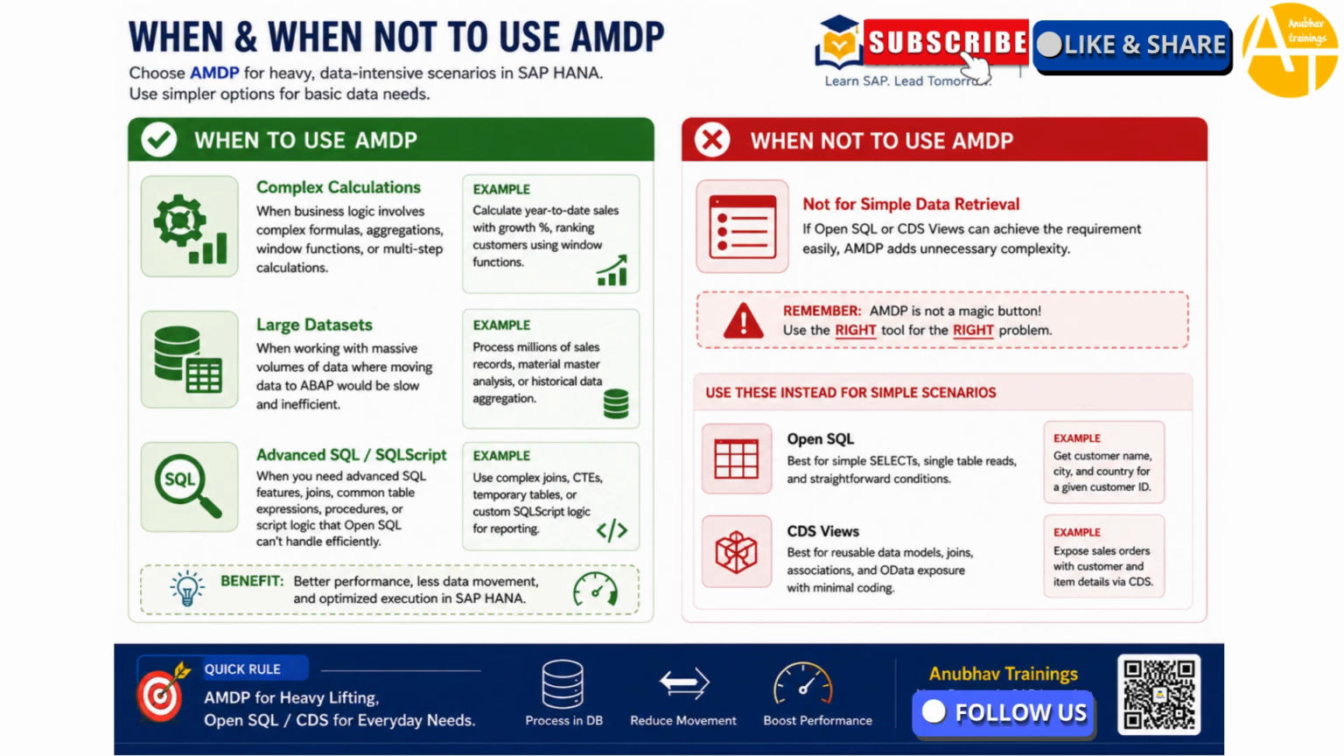Use AMDP when your SAP HANA requirement involves complex calculations, large volumes of data, or advanced SQLScript logic. For example, AMDP is useful for aggregations, rankings, window functions, complex joins, temporary tables, and multi-step calculations. It keeps processing close to the database, reduces data movement to ABAP, and delivers better performance for heavy data processing scenarios. However, do not use AMDP for simple data retrieval.